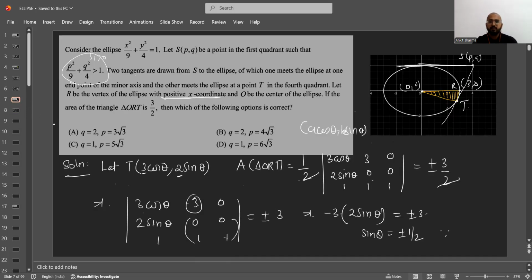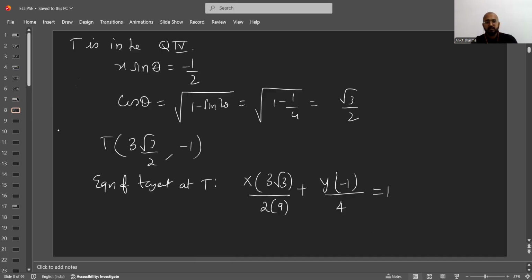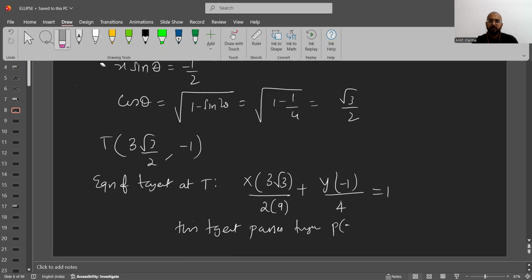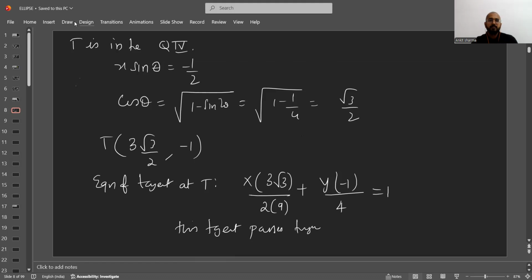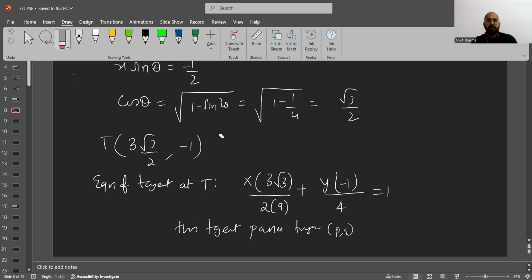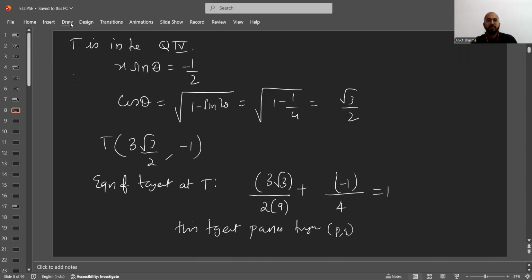Now what it says is that this tangent passes through the point P comma Q. So if this tangent passes through P comma Q, that means the point P comma Q should satisfy the equation of this tangent. So I can simply write down point P and point Q here.